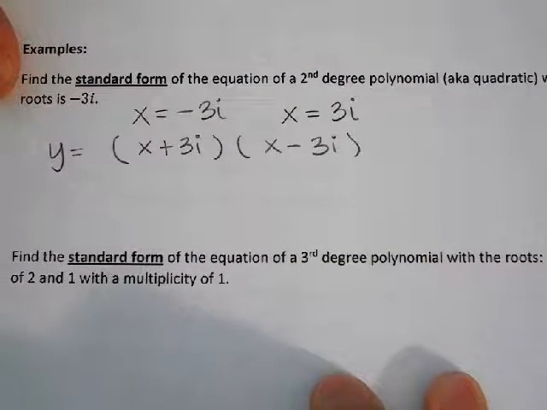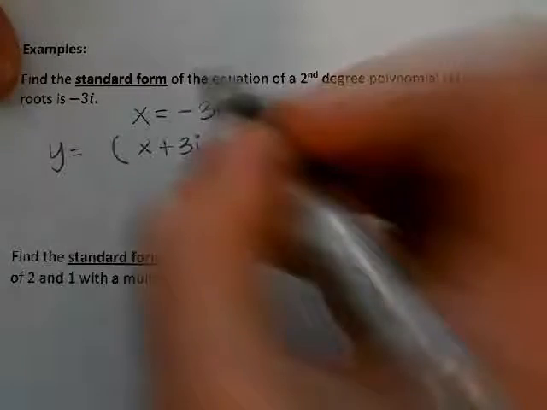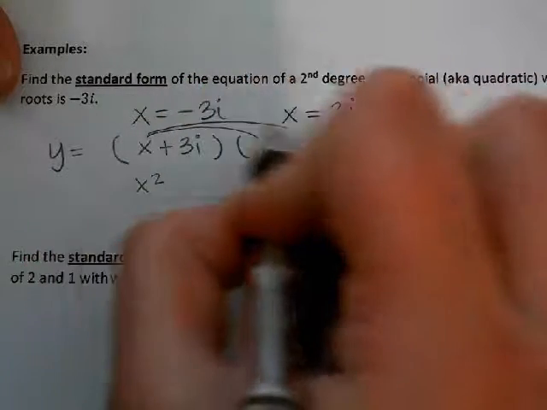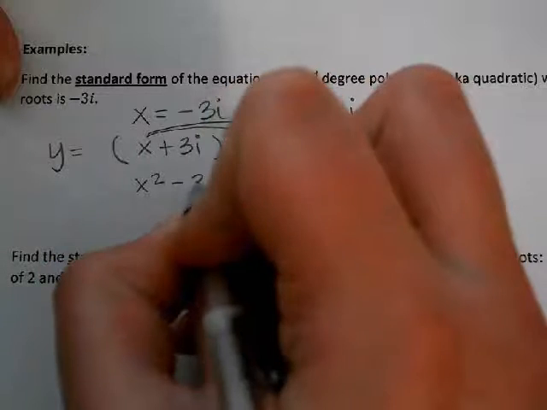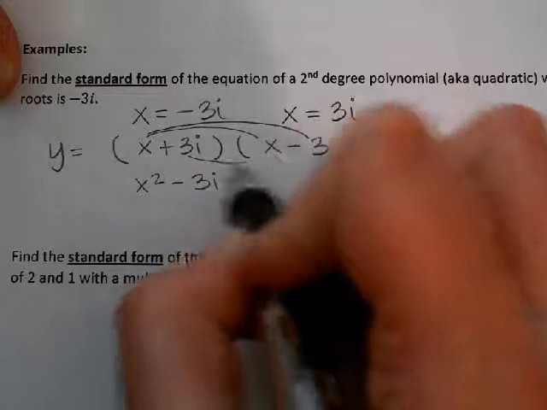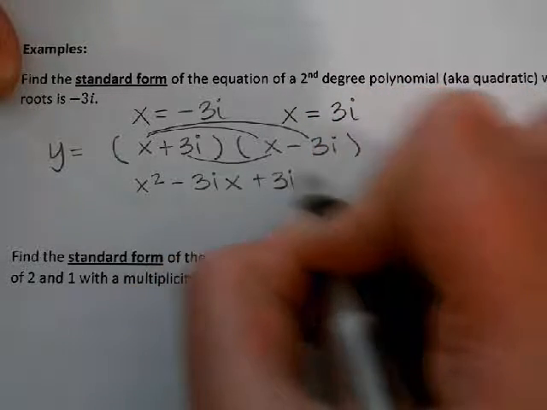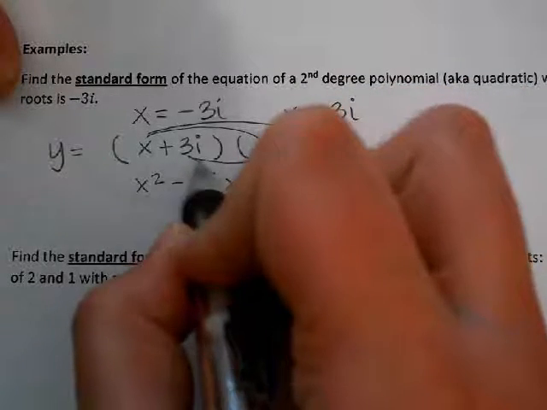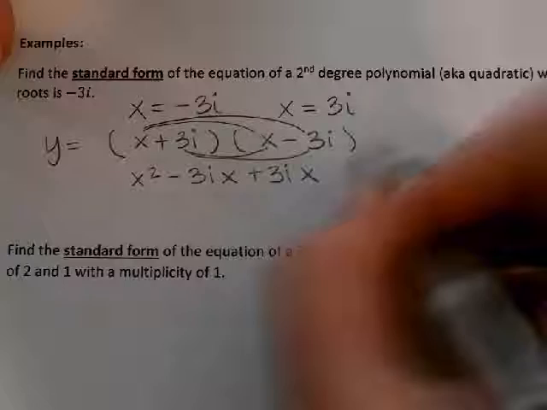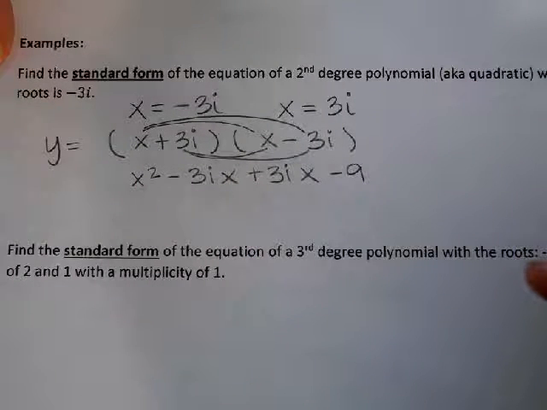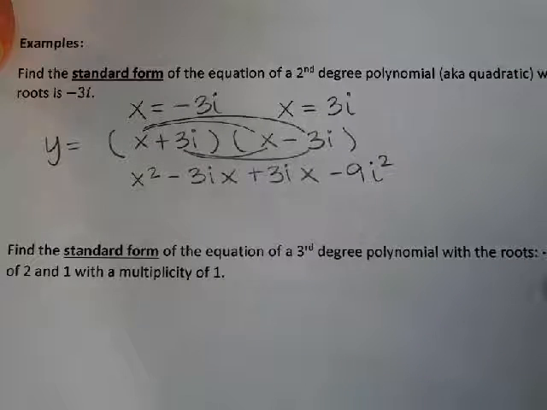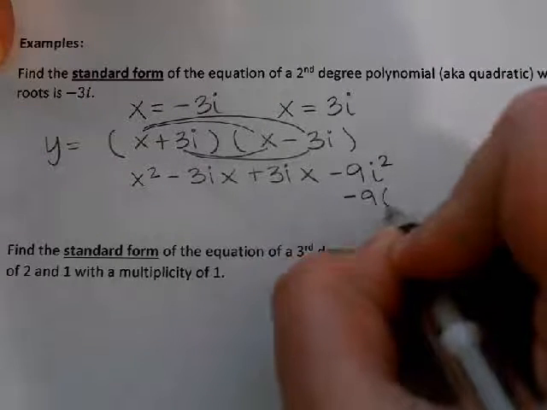We got x times x, which is x squared, x times negative 3i, which is just negative 3ix. Then we got positive 3i times x, positive 3ix. And then we have positive 3i times negative 3i. What's positive 3 times negative 3? Negative 9. And then what's i times i? i squared. And do you remember what i squared is? It's negative 1. So this is negative 9 times negative 1, and negative 9 times negative 1 is positive 9.